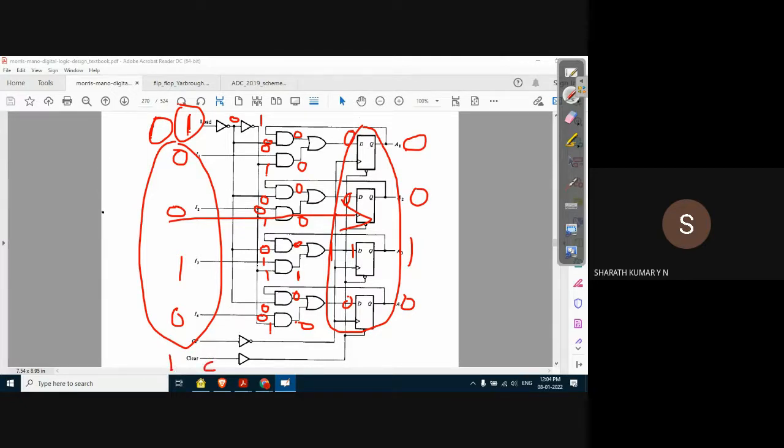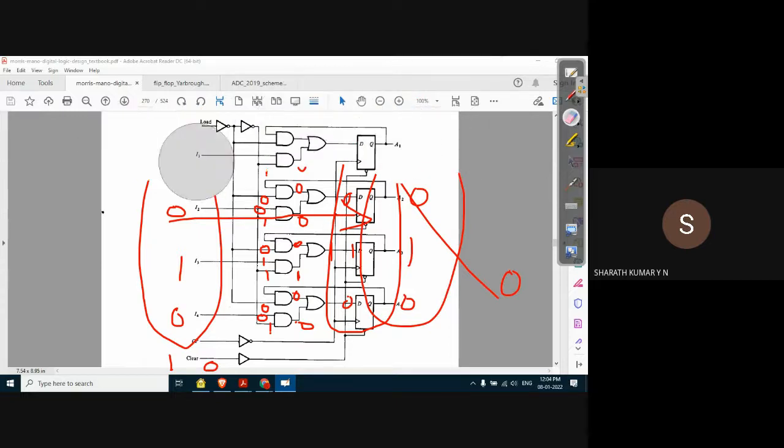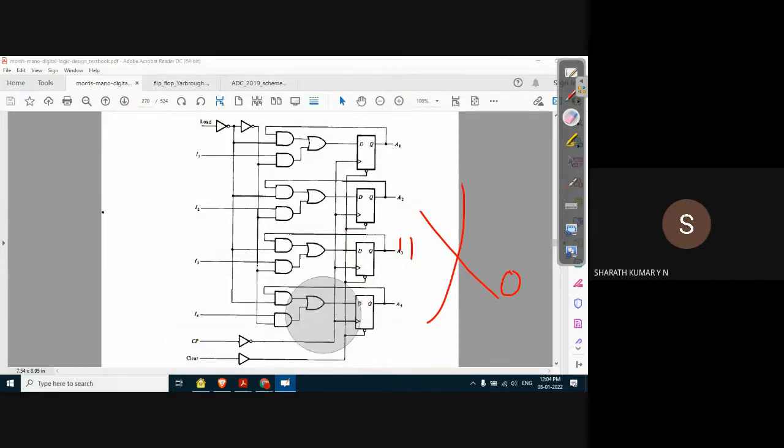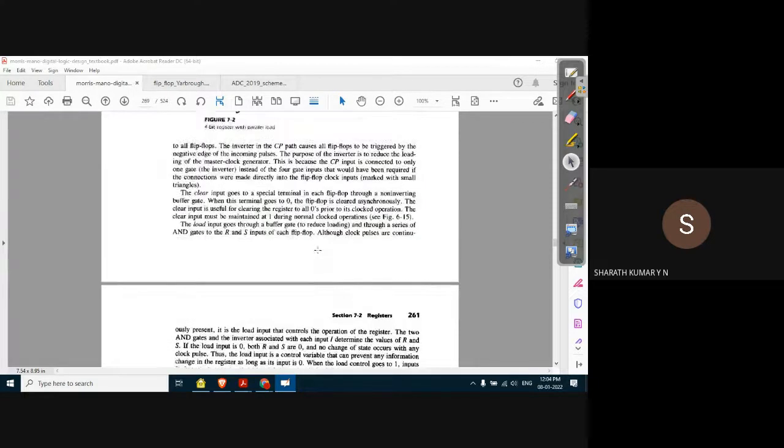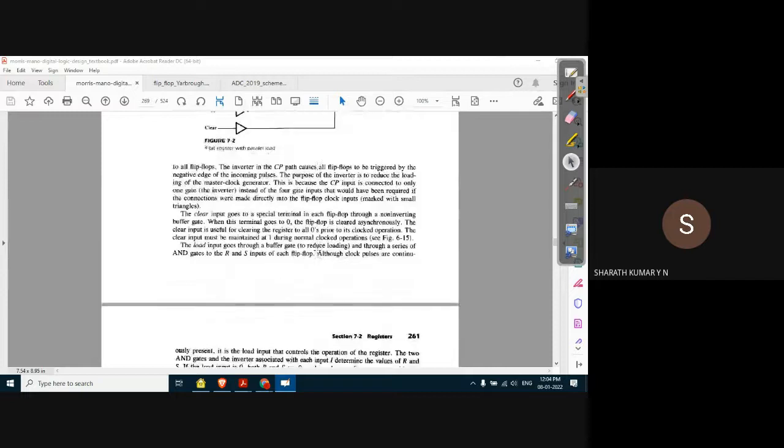Whereas if the clear input is 0, all the output will go to 0. All the output will become 0. Yes, okay. So this is how we control the operation of the parallel register using what is known as a load input. Is that okay? So this is a good example of what is known as a sequential circuit. The same thing is explained with respect to the clear input and the load input.